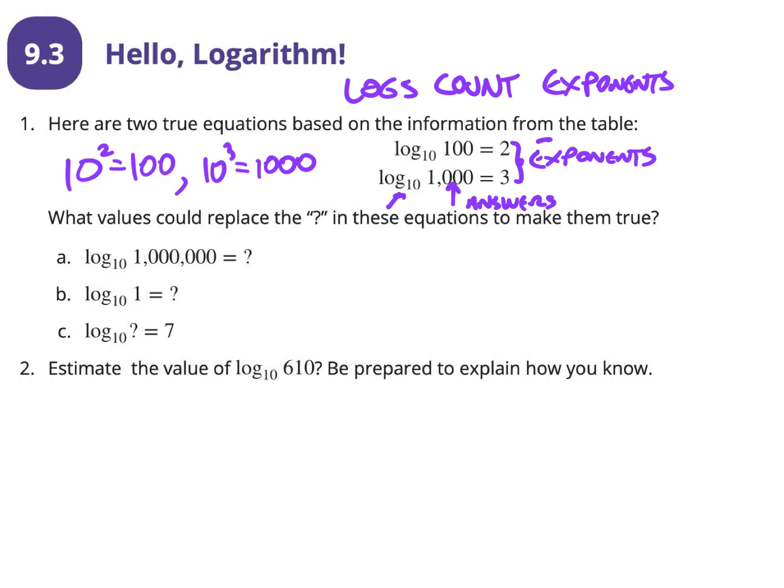So the beautiful thing about log base 10 is if the number starts with a 1, all you've got to do is count the number of zeros, because remember, next to the log goes our answer. On the other side of the equals goes our exponent. So count the number of zeros. 1 million has 6 zeros. 1 has 0 zeros.